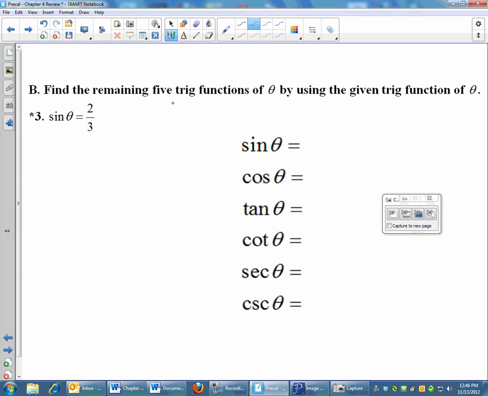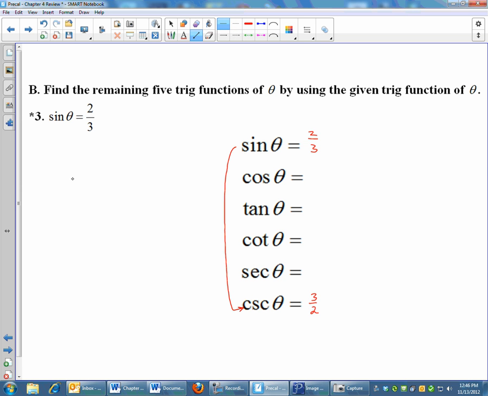Find the remaining 5 trig functions given this information right here. So let's see, we have the sine is given to you, so that's 2/3. And what I could actually do is I know sine and cosecant are reciprocals. So if I know sine, I automatically know that cosecant is 3/2. The problem is your remaining 4 trig functions. And the way we're going to solve this one, since we don't have a triangle to look at, and this is not on the unit circle, what I'm going to do is I'm going to draw a triangle.